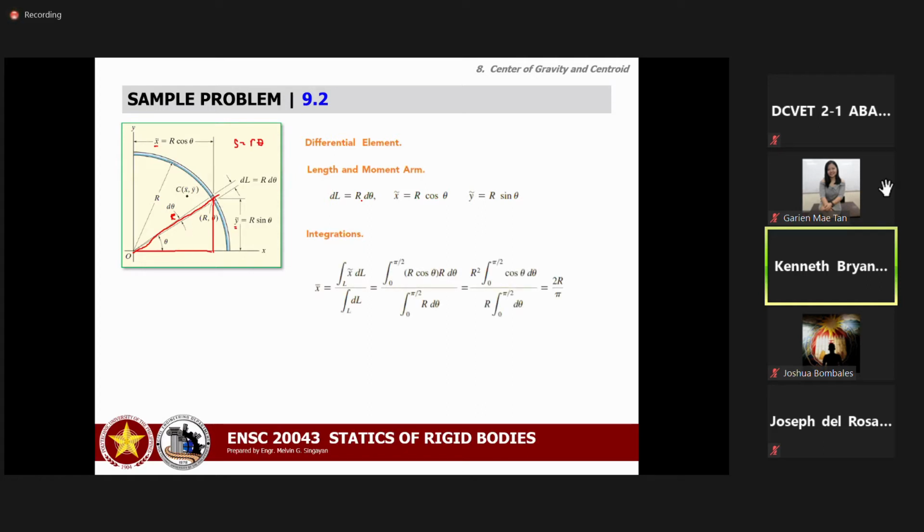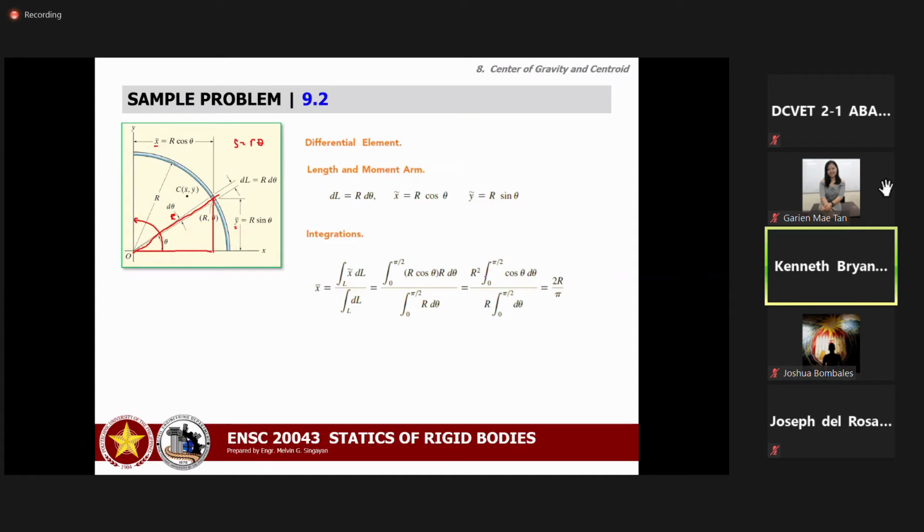So bar x, from the formula, is the integral of x curl dl over the integral of dl. That is equal to x curl, R cosine theta, multiplied by dl, R d theta, over the integral of R d theta from 0 to pi over 2. Why the limits from 0 to pi over 2? Take note, we are integrating with respect to theta, so we need the extent of the arc in terms of the angle. Theta is varying from here to there, from 0 to what? From 0 to 90 degrees, and in radians, 90 degrees is pi over 2. So that's why the limit is from 0 to pi over 2. R and R are constant, so they can come out of the integral.